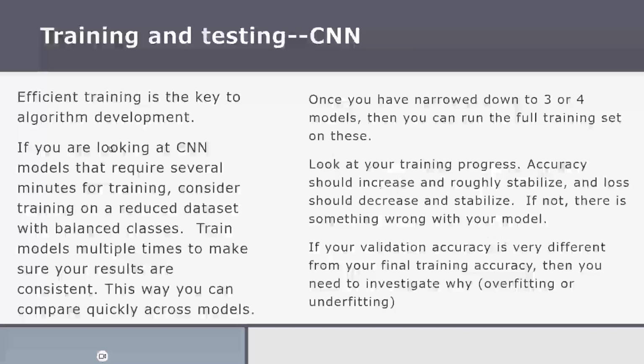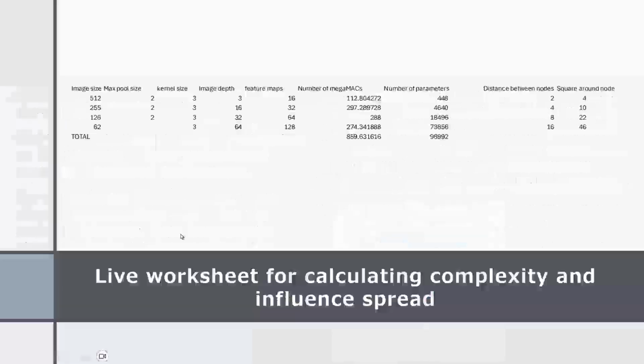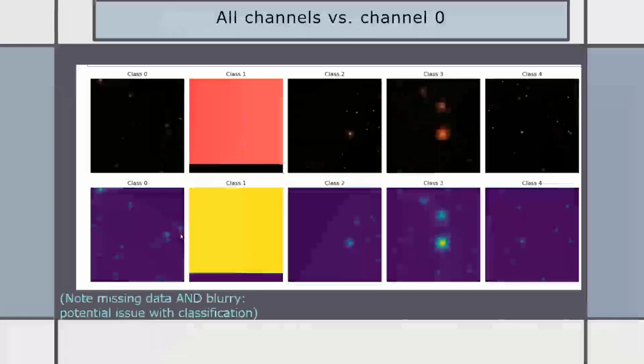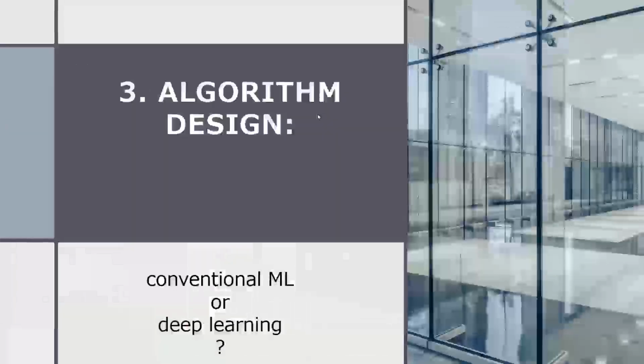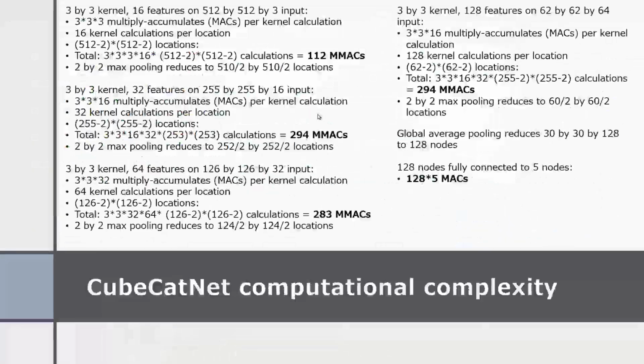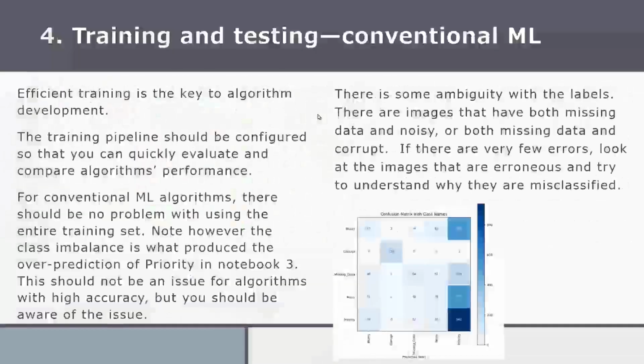All right. So again, if you're looking at CNN models that require several minutes for training, you consider training on a reduced data set with balanced classes. Now, actually, this code up here that I gave before, this code here creates a reduced data set with balanced classes, right? So this has 5 labels. This is 1,000 images with 200 images of each class. So you might create a training set like this, a reduced training set, and do some preliminary training with a reduced training set. I do encourage you to do that if your training is taking a long time, because you do want to evaluate a lot of different algorithms.